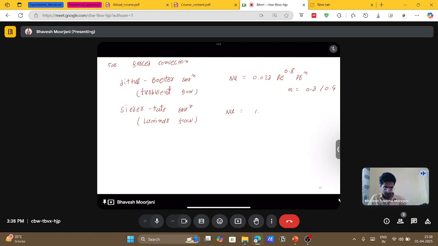where the Nusselt number is 1.86 times Reynolds number to the power 1/3, Prandtl number to the power 1/3. Okay, so in forced convection we related the Nusselt number as a function of the Reynolds number and the Prandtl number, right? Now there are further modifications to this equation to incorporate the change in viscosity and the change in thermal conductivity effect. So again I will show you that equation part.